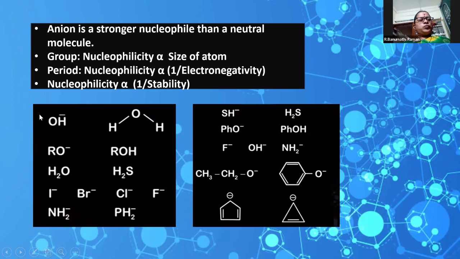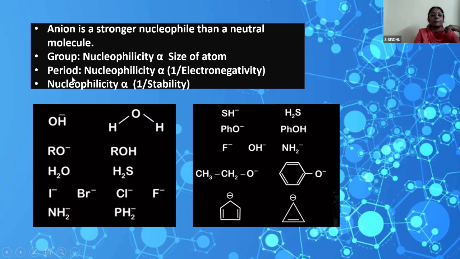OH minus. We said an anion is a stronger nucleophile than a neutral molecule. And alkoxide ion and alcohol? Alkoxide ion, yes. So that's why we saw the previous example also. Alkoxide ion is a stronger nucleophile. Now, if you compare water and H2S, which will be a better nucleophile? H2S, because in a group, nucleophilicity is directly proportional to size of atoms. Oxygen and sulfur, down the group sulfur is larger. So H2S is a better nucleophile.